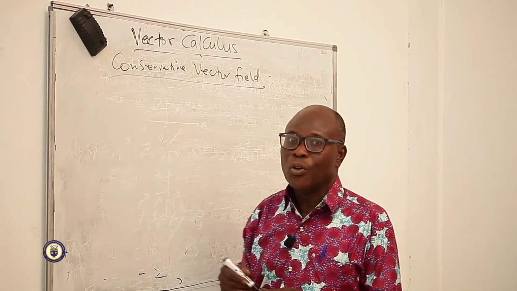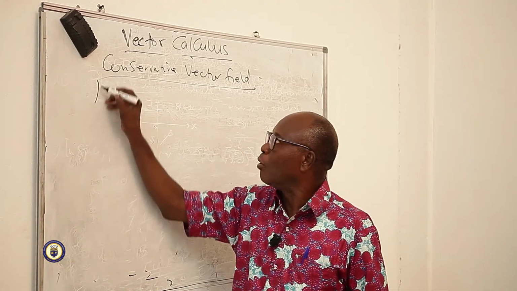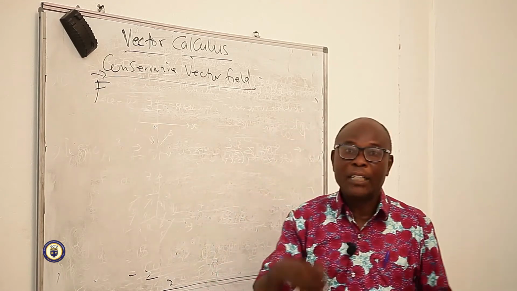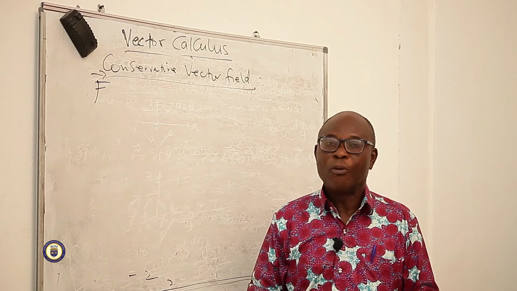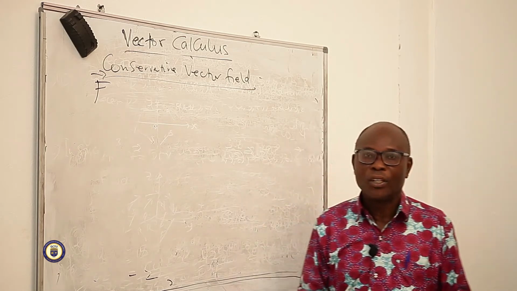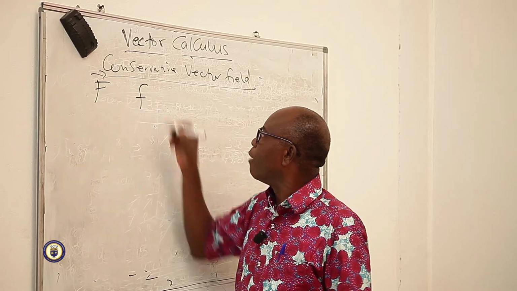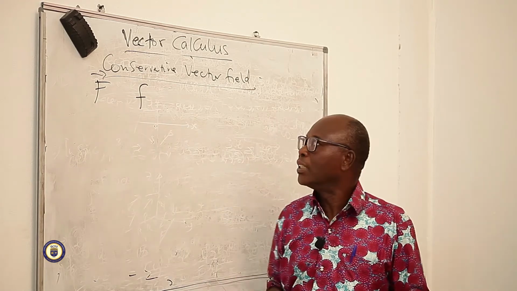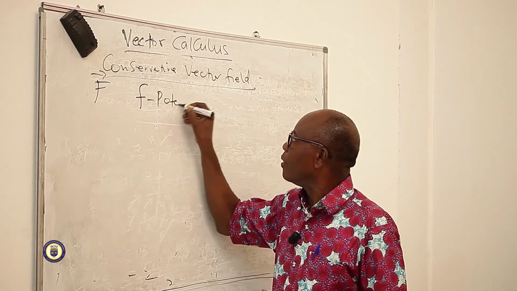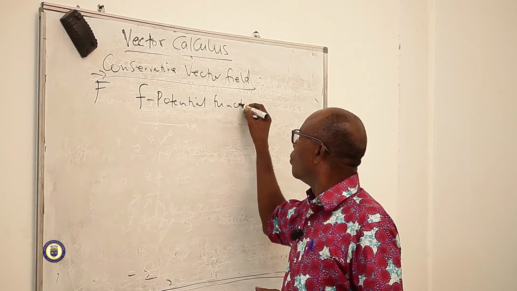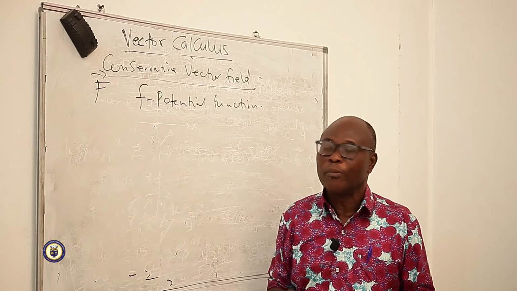Anytime we hear of a conservative vector field, it means there is a set of vector fields, either in two dimensions or three dimensions, which are generated from a certain scalar function, or we call it a potential function. So F is generated from a given scalar function, or potential function. So how do we generate a conservative vector field from a potential function?